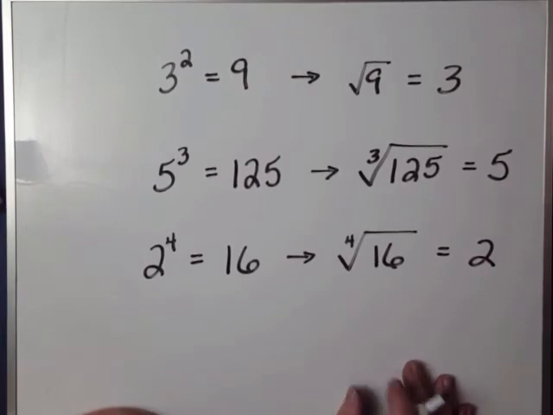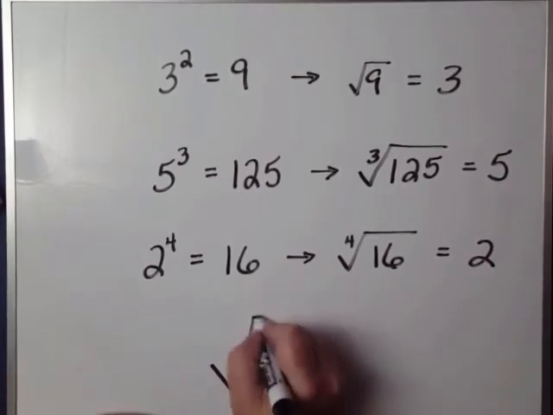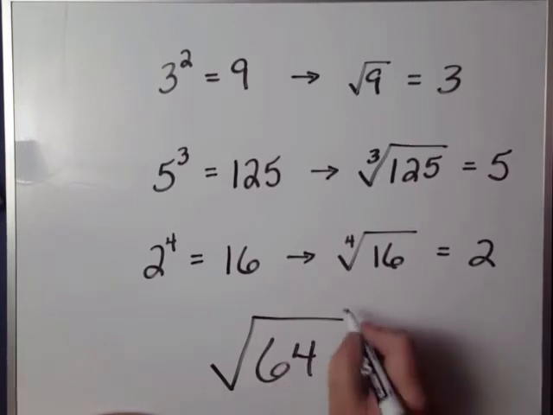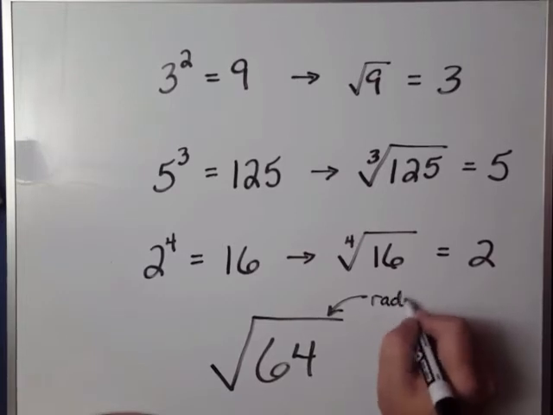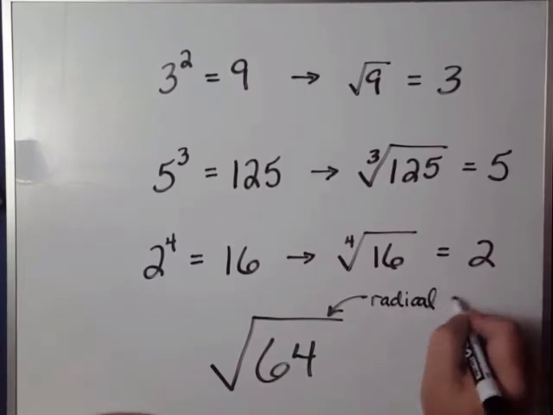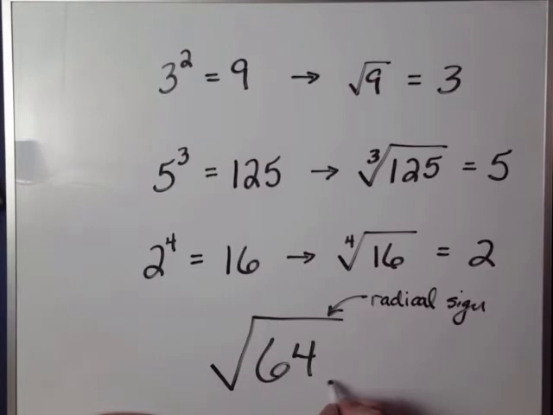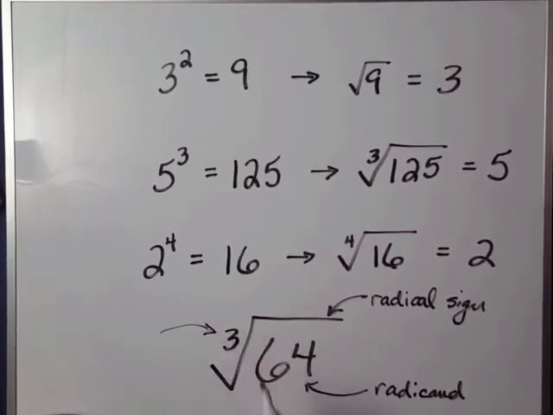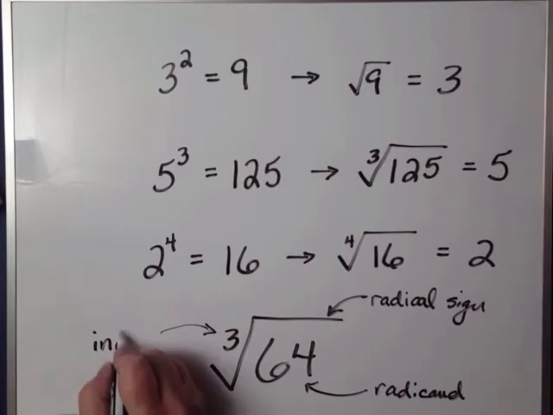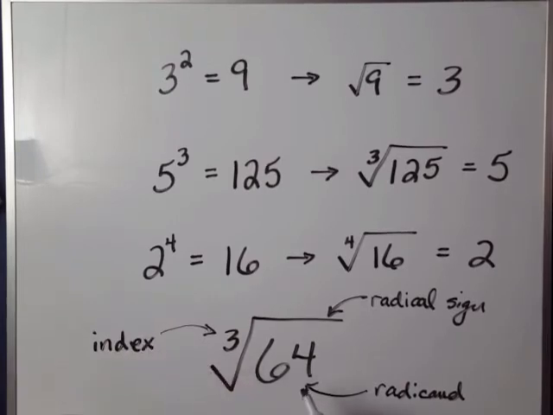So we have these higher roots. And let's go back to where we had labeled a couple of terms. We had our radical sign. Inside we had the radicand. And now, let's talk about what we call this number in the check mark. That number in the check mark is called the index. It is called the index of the radical.